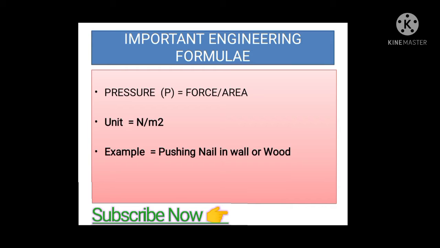Now let's see what pressure means. Pressure is generally denoted by P, and its definition is as simple as force per unit area. The unit of pressure is Newton per meter square. How is it derived? The unit of force is Newton and the unit of area is meter square, so force divided by area becomes Newton per meter square.